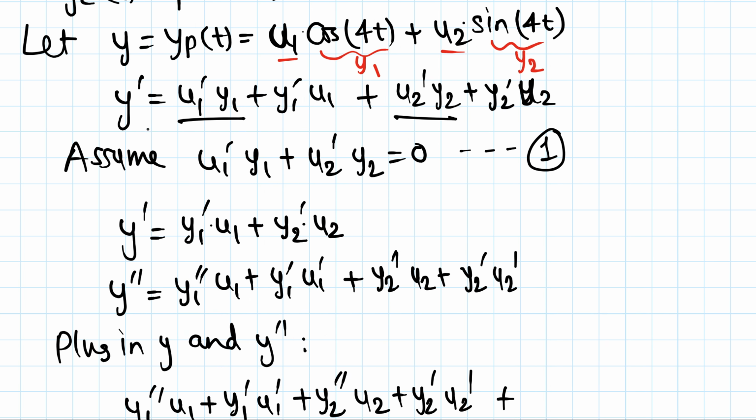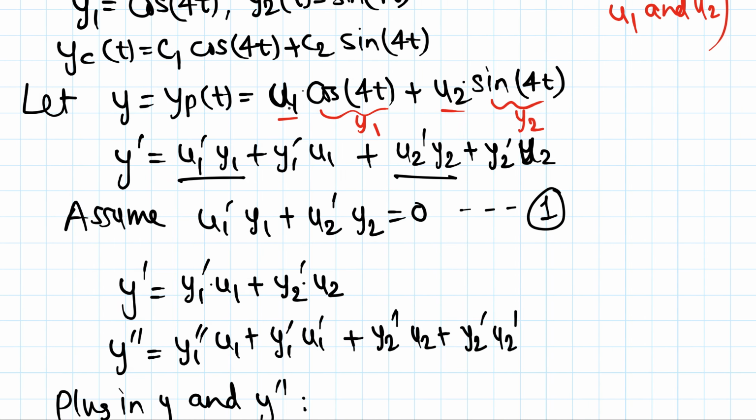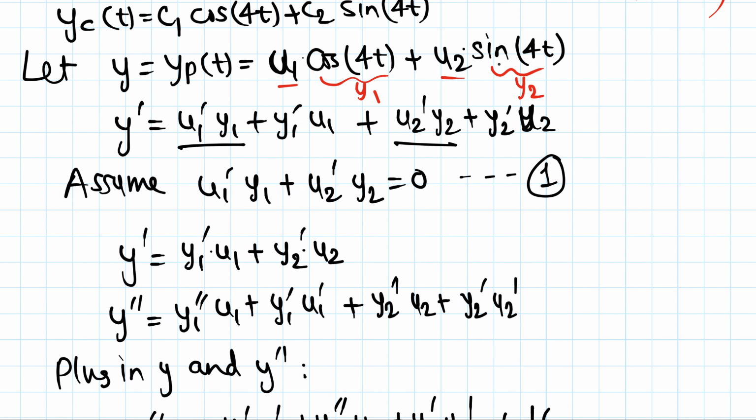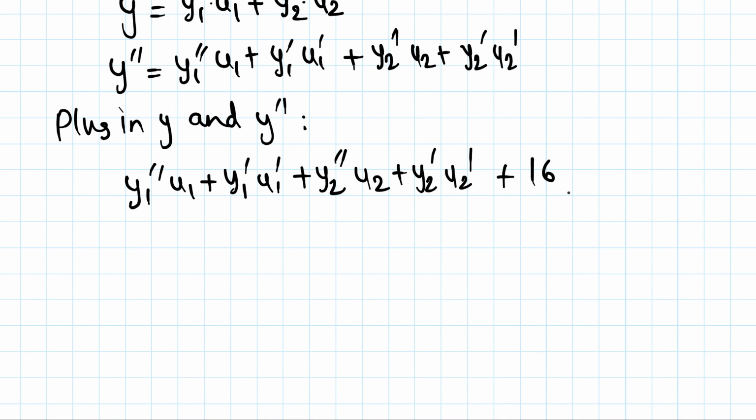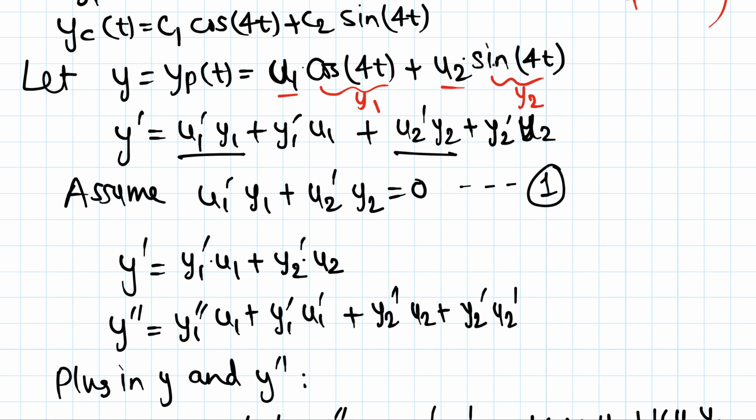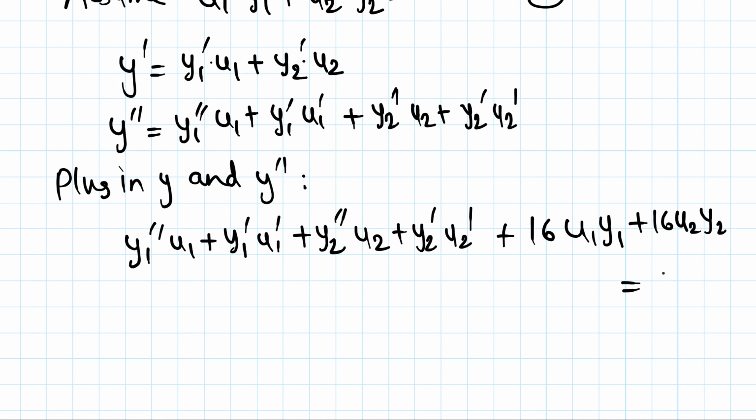Okay, so y is here. We said u1 y1 plus u2 y2. So 16 times, we need to distribute 16 into these two terms. So 16 u1 y1, and by the way y1 is cosine 4t and y2 is sine 4t, those are knowns. Plus 16 u2 y2. That equals secant 4t.